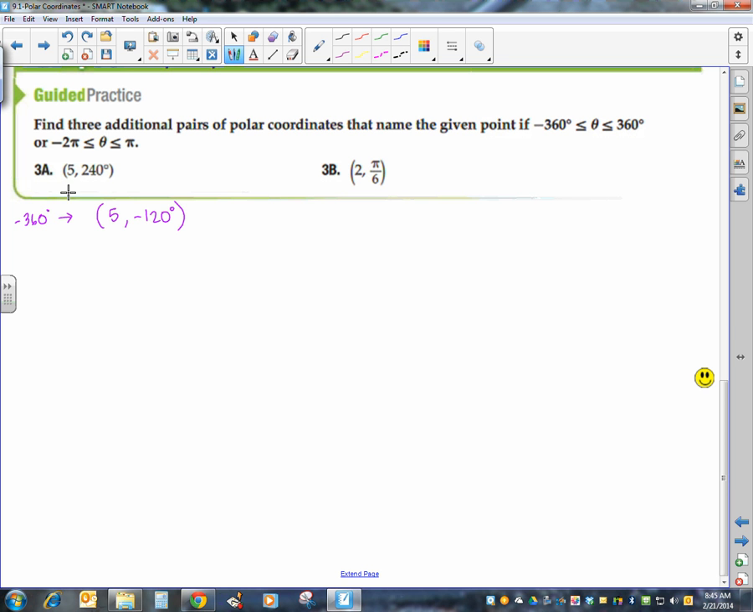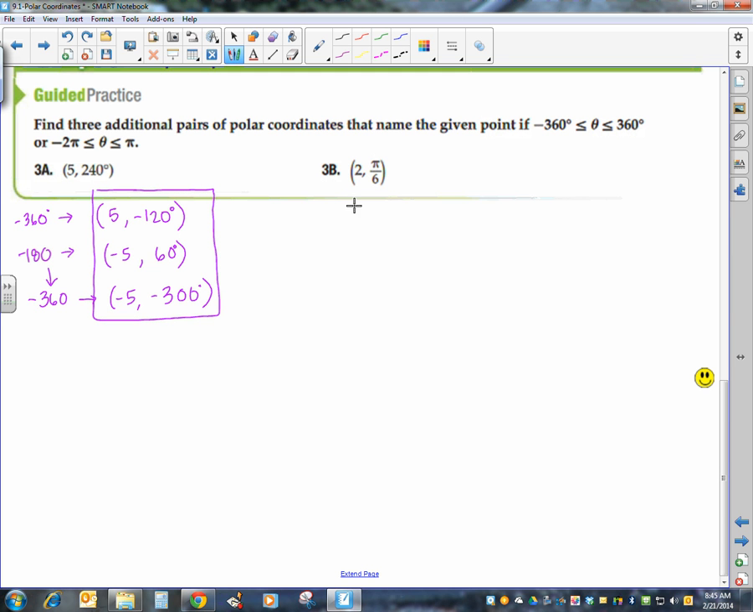Now, to get the second one, if you think about the 240 and take 180 away from 240, then we're at 60, okay? But when you take 180 away, that makes your r negative. So now I'm at negative 5 comma 60. And then from this one, I'm going to draw it down from here because I'm taking that one and giving a negative angle with it. That gives me negative 5, subtract 360, and we get negative 300. So we have now named 3 points, 3 different ways of naming the same point.